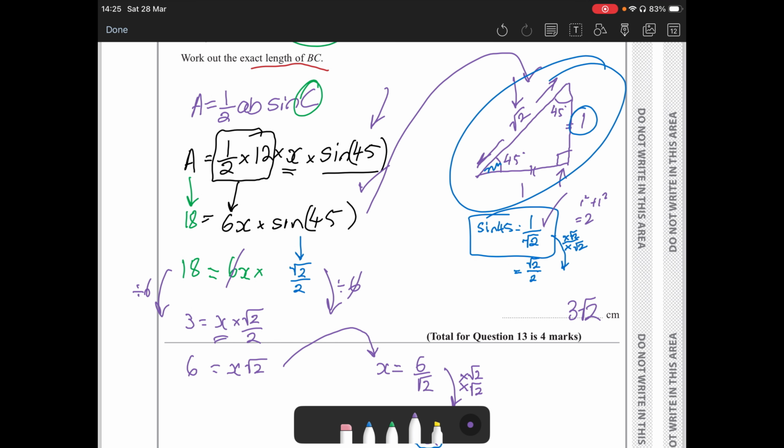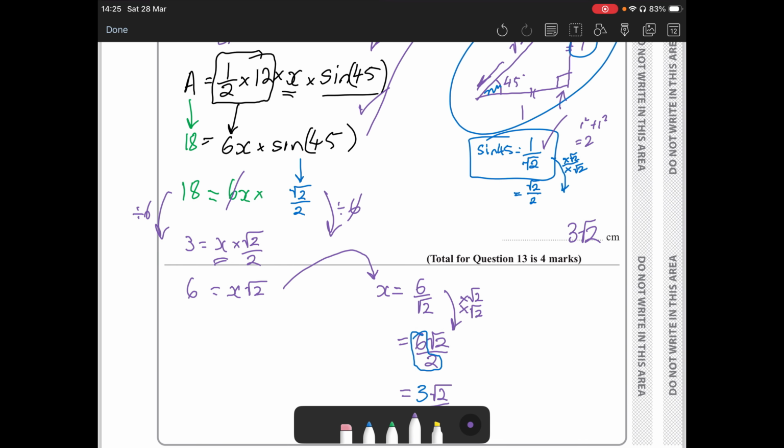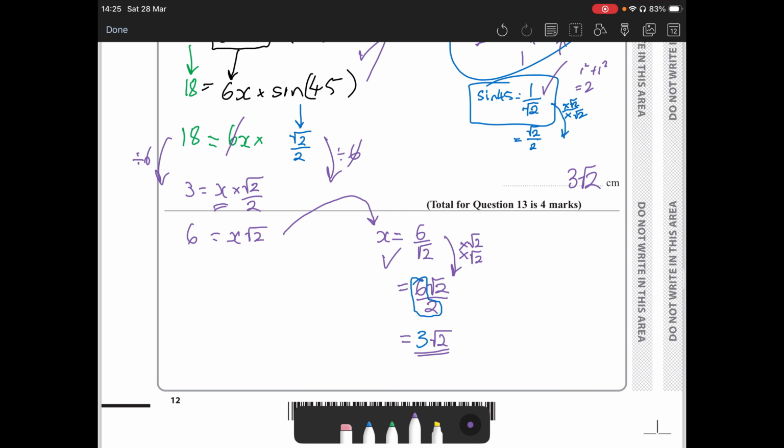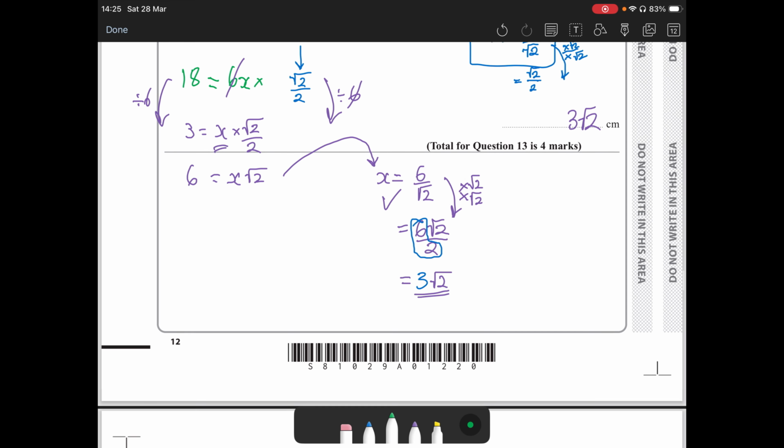So the third mark would probably come from here. And then obviously your 4th mark for dealing with the unrationalized denominator there. So that's a really tough one. Well done if you got that.